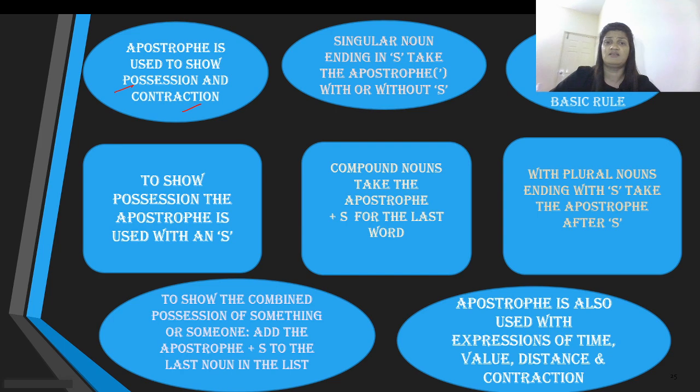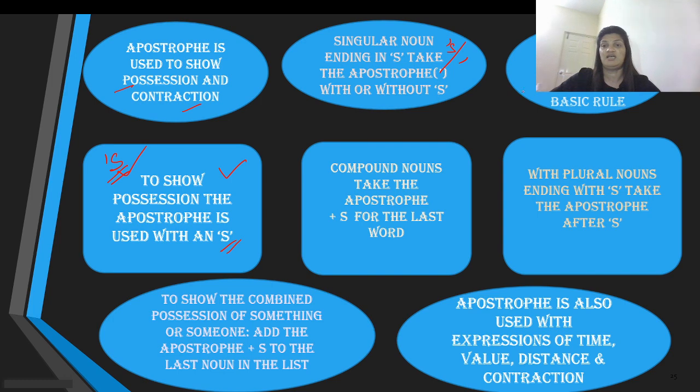The basic rule is, to show possession, the apostrophe is used with an S. All you do is put the apostrophe and use the letter S. But there are a few rules which go against this rule. Supposing you have a noun ending with the letter S already, in that situation you have two options. You can either add the apostrophe and S, or you can just add the apostrophe after the letter S and be done with it.